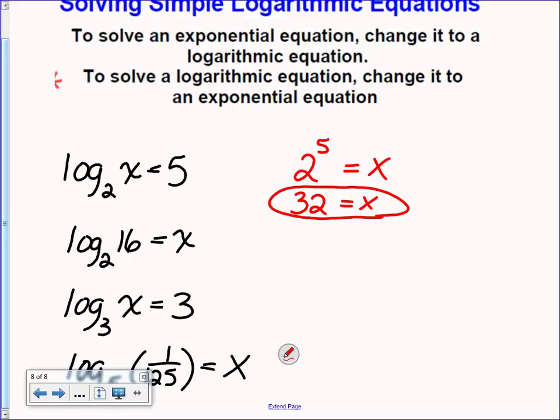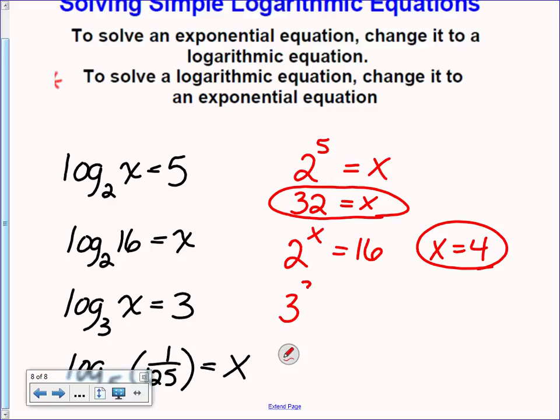Okay, let's look at the next one. Log base 2 of 16 equals x. That would become 2 to the x power equals 16. And then just think about that exponent. The exponent would have to be 4 here because 2 to the 4th power is equal to 16. Okay, then the next one, log base 3 of x equals 3. This would become 3 to the 3rd power equals x. And 3 to the 3rd power is 27.